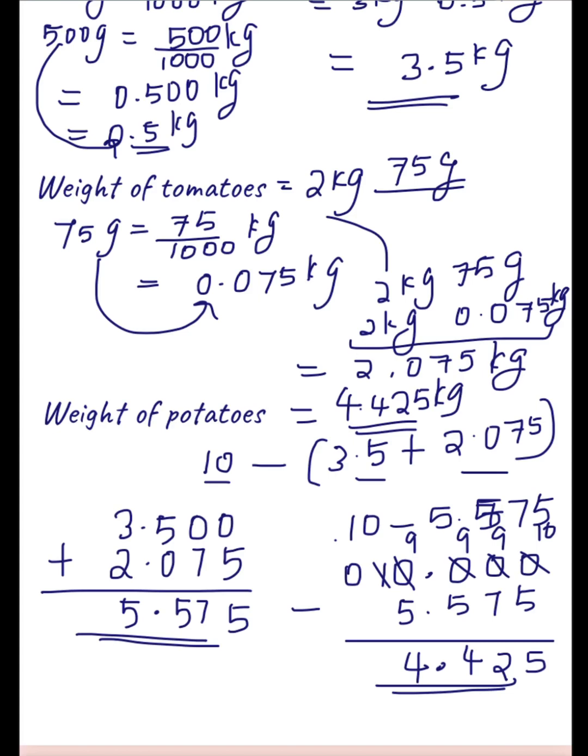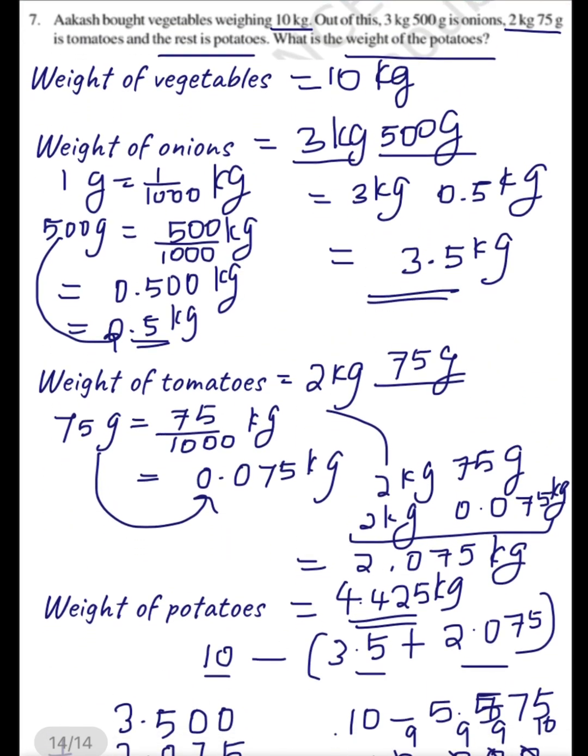So first you have to add the weight of tomatoes and onions, and then you have to subtract it from the weight of vegetables, and you will get the answer as 4.425 kilogram. So that's all about this question number 7.